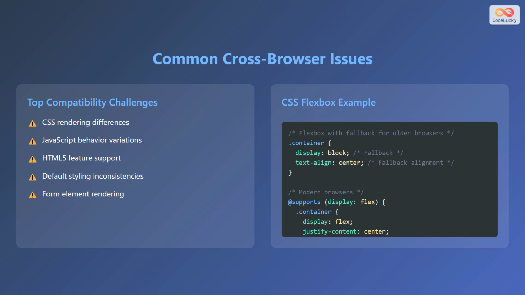Let's discuss some of the top compatibility challenges that web developers often face. First, CSS rendering differences. Browsers may interpret CSS properties differently, leading to layout and styling inconsistencies. Second, JavaScript behavior variations. JavaScript code can behave differently across browsers due to variations in their JavaScript engines. Third, HTML5 feature support. Older browsers might not support the latest HTML5 features, requiring fallbacks or polyfills.